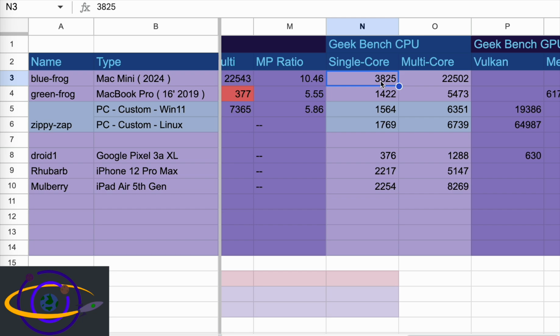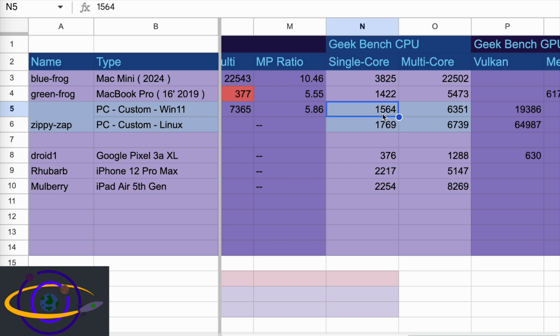In any case, for single core Geekbench, obviously the Mac Mini is still the winner here. It beats the MacBook Pro, with 3,825 versus 1,422. So you're going to get better single core performance for anything that does not make use of multiple cores. Now you're going to get slightly better performance, which is actually what I did expect.